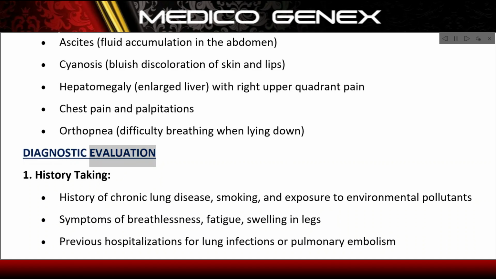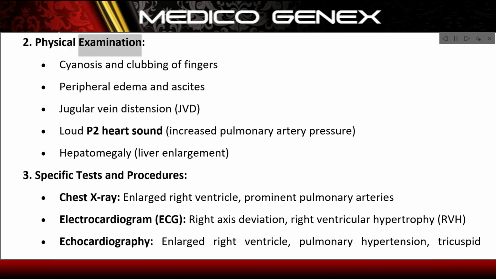Diagnostic evaluation. 1. History taking. History of chronic lung disease, smoking, and exposure to environmental pollutants. Symptoms of breathlessness, fatigue, swelling in legs. Previous hospitalizations for lung infections or pulmonary embolism. 2. Physical examination. Cyanosis and clubbing of fingers. Peripheral edema and ascites. Jugular vein distension, JVD. Loud P2 heart sound, increased pulmonary artery pressure. Hepatomegaly, liver enlargement. 3. Specific tests and procedures.